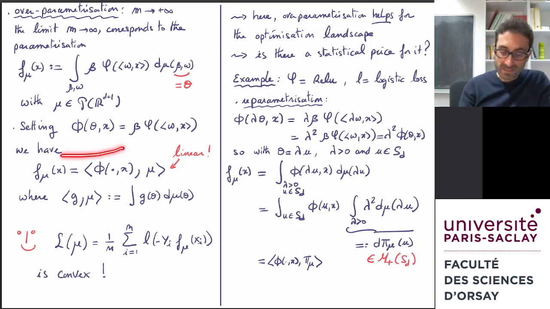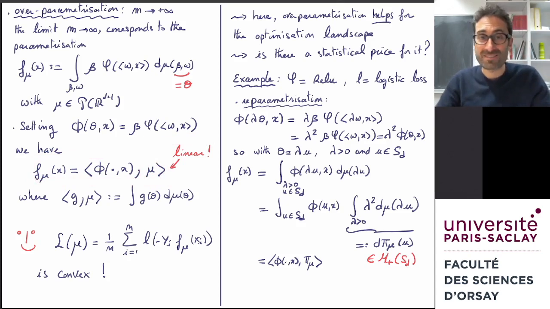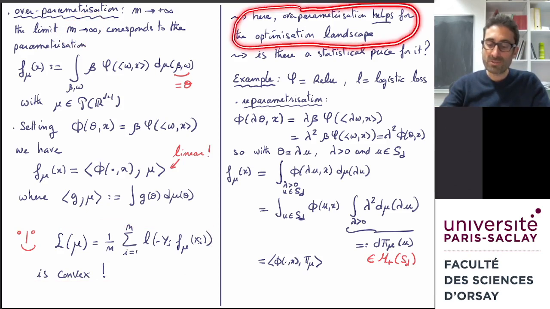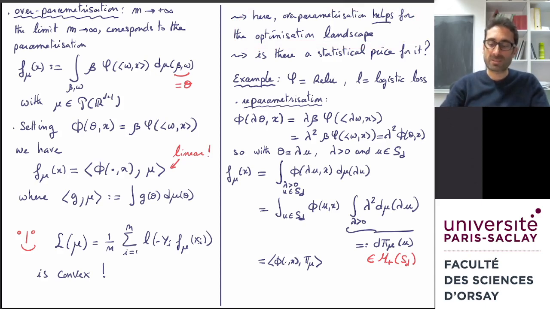What you notice is that my parameter is now mu, and I have something which is linear in this parameter. So I have something which is much nicer. In particular, if I look at my empirical loss, it is now convex because L is convex. So at least in the overparametrized regime where m goes to infinity, overparametrization helps the optimization landscape. We will have a better optimization landscape. The question is, is there a statistical price for this? Maybe the optimization landscape is better, but the statistical behavior is not very good.